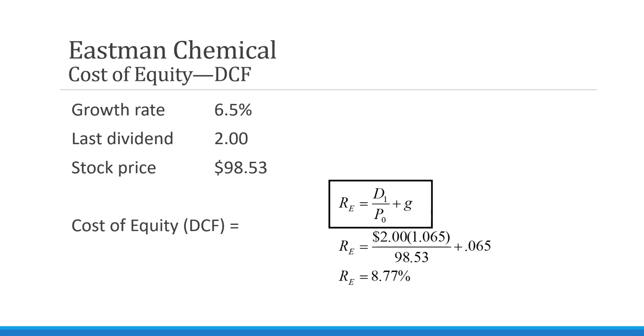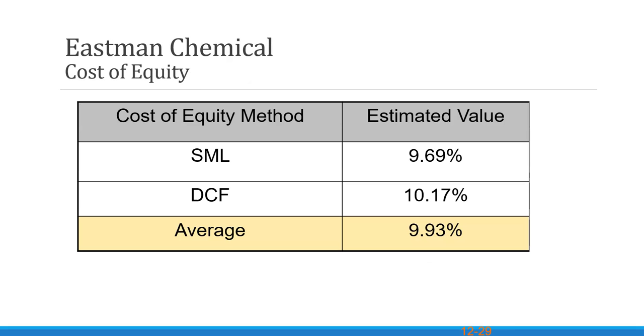We can also use the dividend growth rate to calculate the cost of equity. So we have a growth rate of 6.5%. The last dividend was $2, and our stock price is currently $98.53. So using the DCF formula, we get a rate of 8.77%. So we would average these two together for our cost of equity.